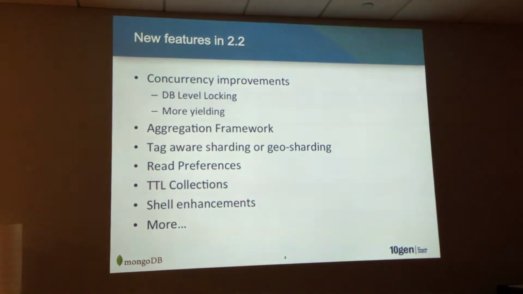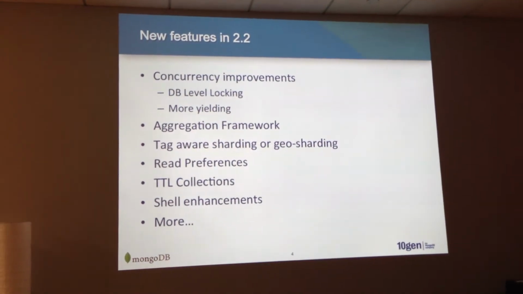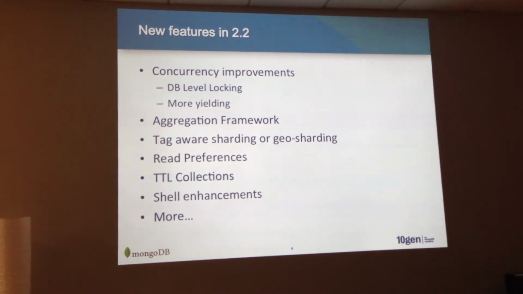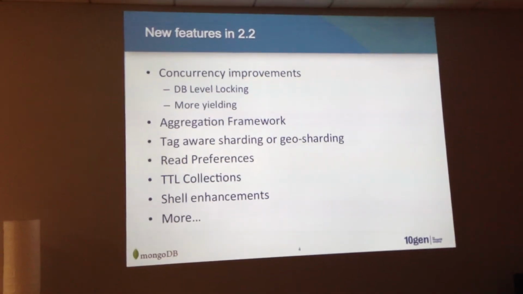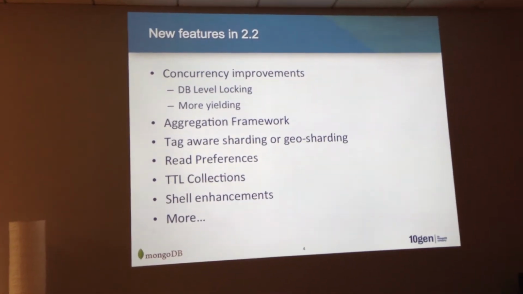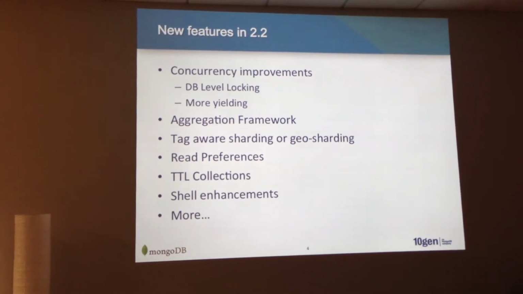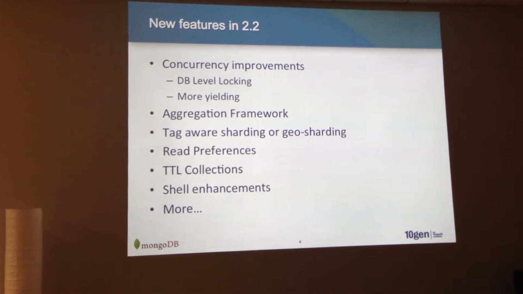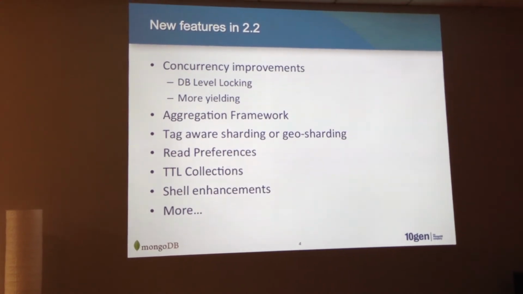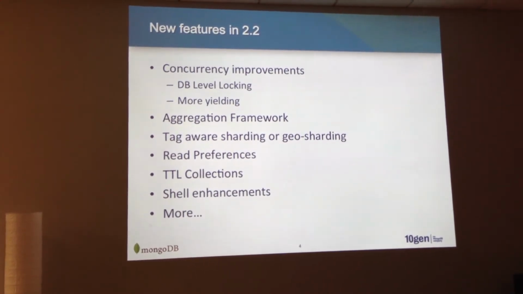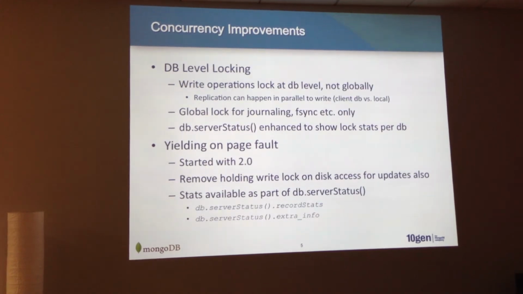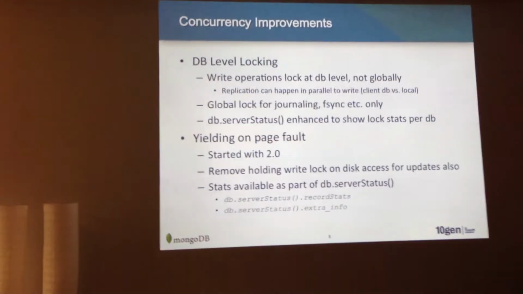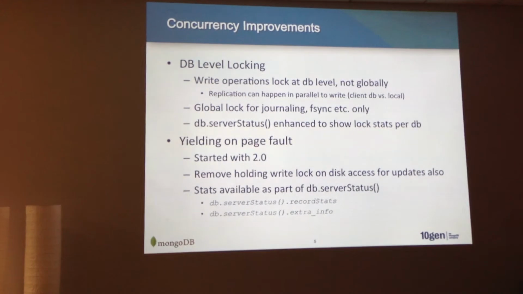So again, the features: concurrency, aggregation, tag-aware sharding, geo-sharding, which as we'll see is a total misnomer. The read preferences, TTL collections is really nice, and some shell enhancements. So concurrency and database level locking.